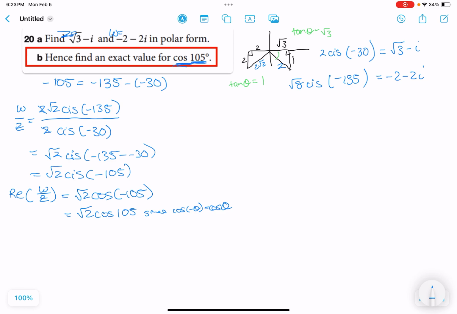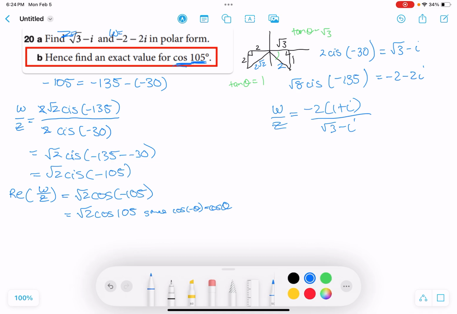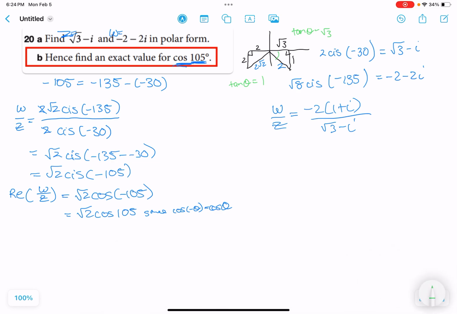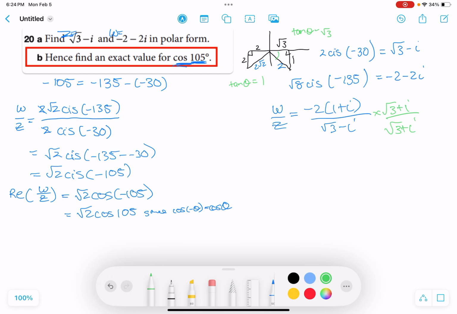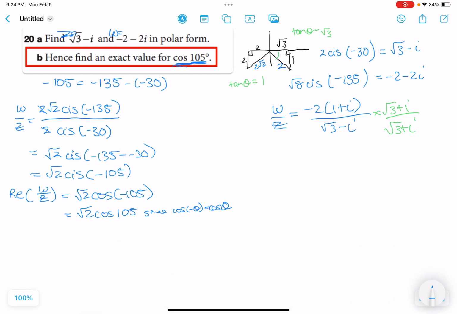So I know that W on Z is that. Now go back to our Cartesian form, and I can say, well, W on Z is, what's W? W is minus 2 times 1 plus i, I'm just going to factorize by that negative 2. And Z is root 3 minus i. Of course, I want the exact value, so I want to rationalize. So I'm going to multiply by root 3 plus i on root 3 plus i. Then on the bottom, I'm going to get 3 take away minus 1, so 4 on the bottom.